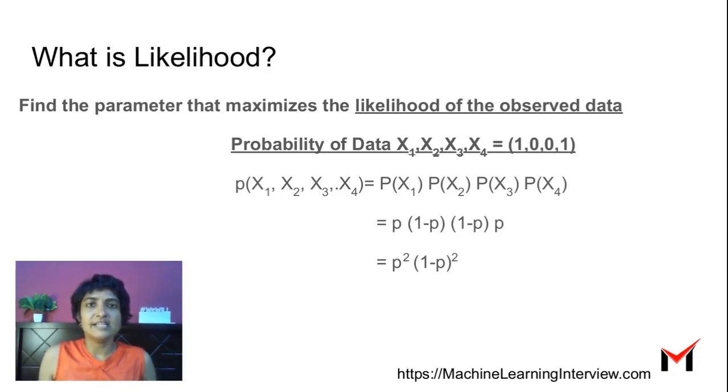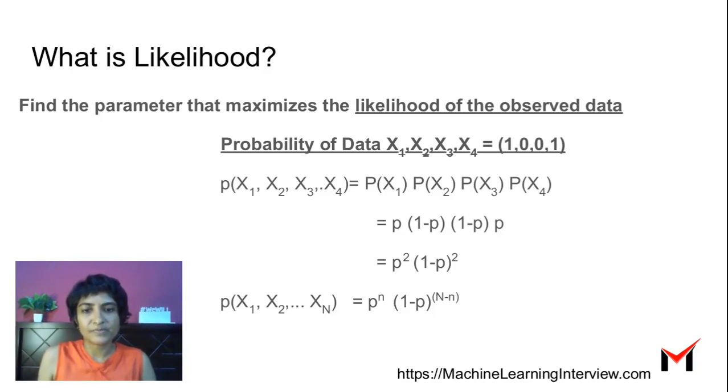As you can see, the likelihood is a function of the parameter p that we are trying to find out. So the question now we have is, we have head, tail, tail, head. What is the most likely value of p? And the likelihood is p square into 1 minus p whole square.